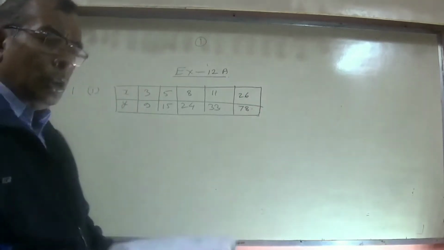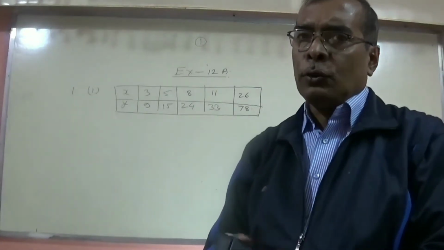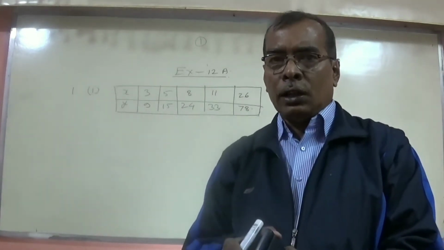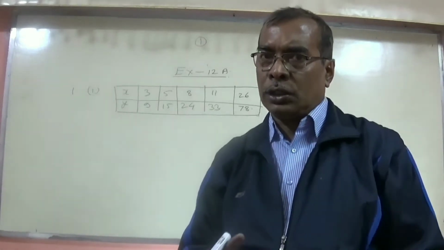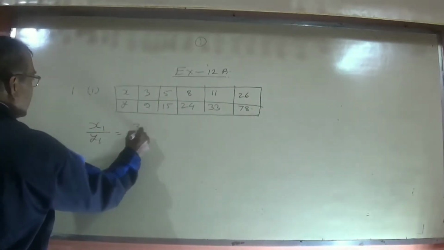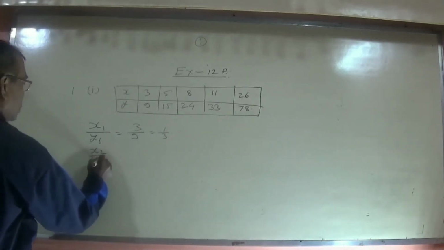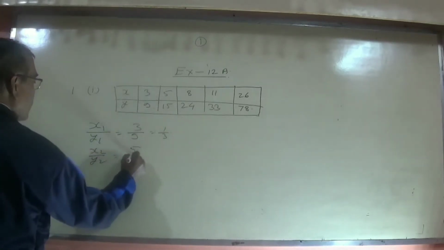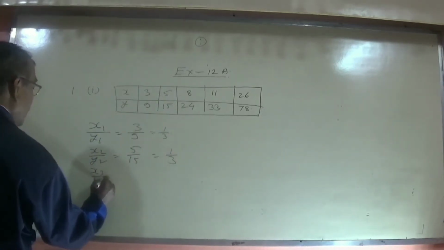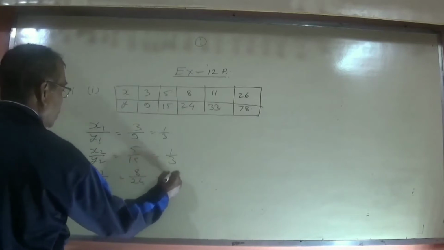I have to verify whether they are direct variations or not. In that case, you have to find the ratios x1 by y1, x2 by y2, x3 by y3. And if they are equal, then definitely they are in direct proportion. So first, x1 by y1 is how much? 3 by 9, which is equal to 1 by 3. Then x2 by y2, what is that? 5 by 15, again it is 1 by 3. Then x3 by y3, yes, obviously you have to find all the ratios. 8 by 24, which is equal to 1 by 3.